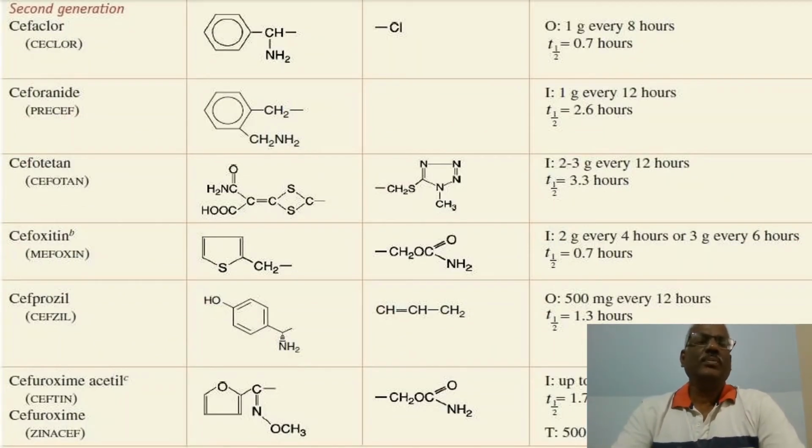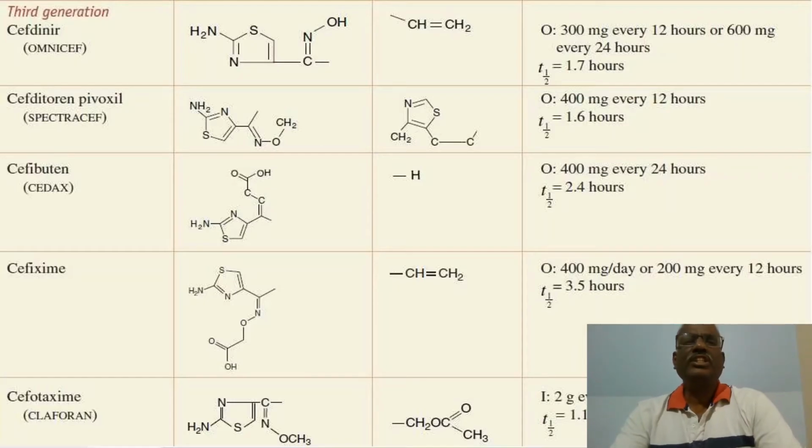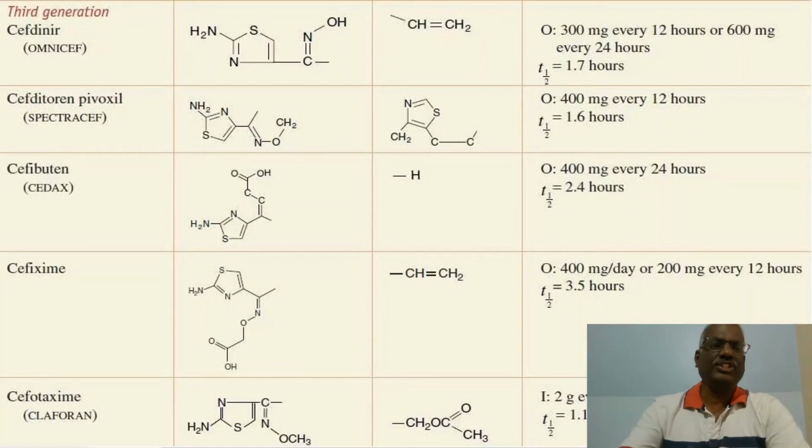The second generation cephalosporins are cefaclor and cefprozil. Both are given by oral route, whereas cefonicid, cefotetan, cefoxitin, and cefuroxime, these four antibiotics, are given by injection. If you go for third generation cephalosporins, cefdinir, ceftibuten, cefditoren, and cefixime, these four cephalosporins are given by oral route, whereas cefotaxime is given by injection.